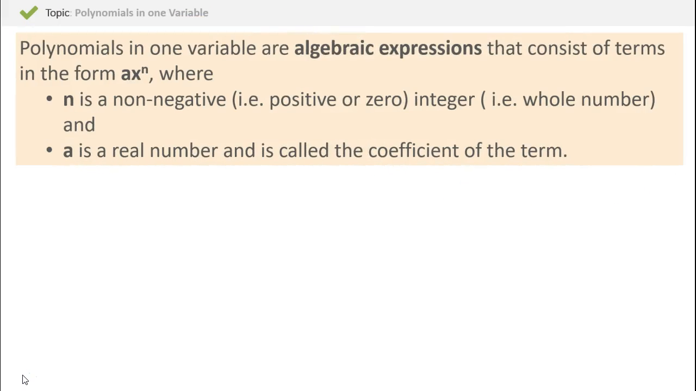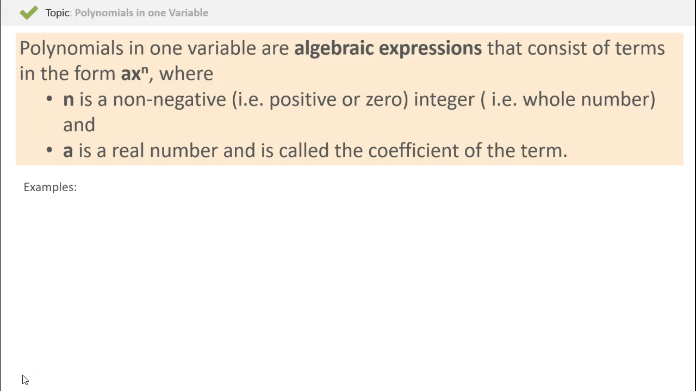Polynomials in one variable are algebraic expressions that consist of terms in the form ax to the power n, where n is non-negative, that is, a positive or zero integer, which is also known as a whole number, and a is a real number and is called the coefficient of the term. Remember, here the variable x is always going to be the same throughout the multiple terms within the polynomial, and that's why it is known as a polynomial in one variable.